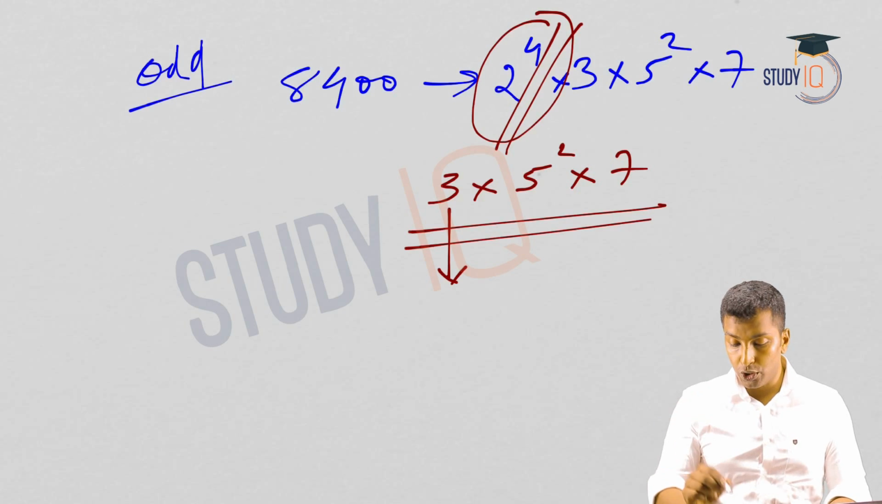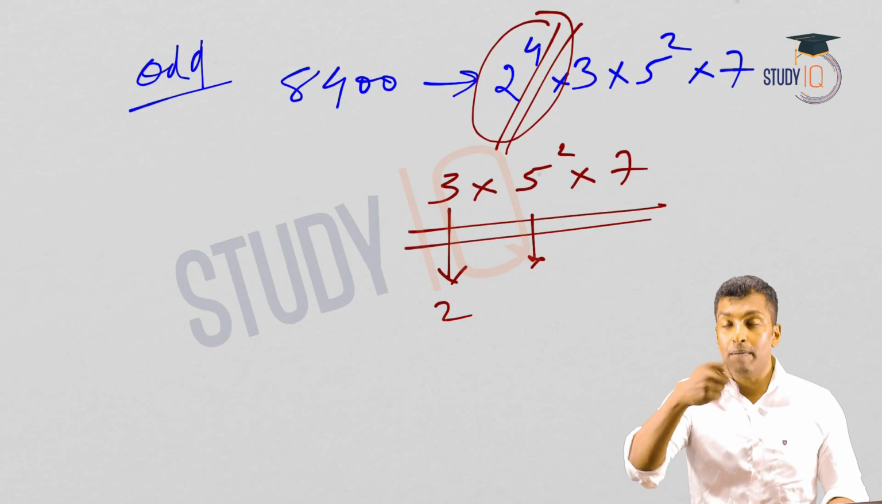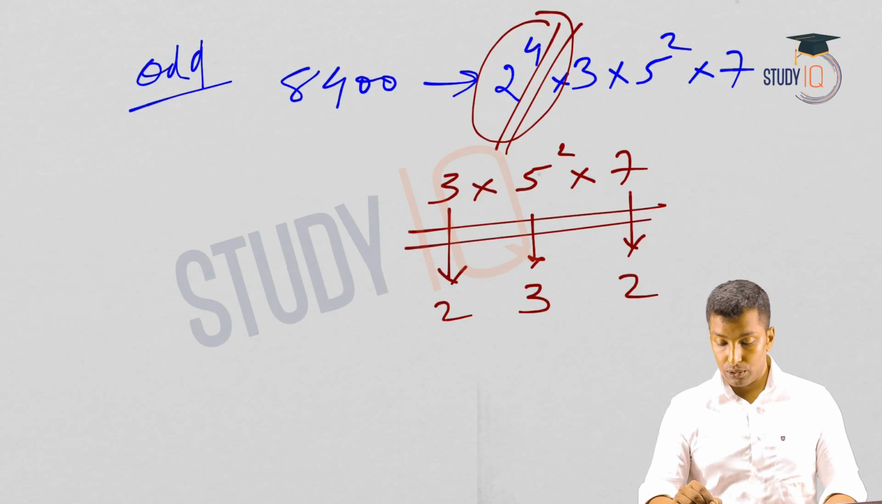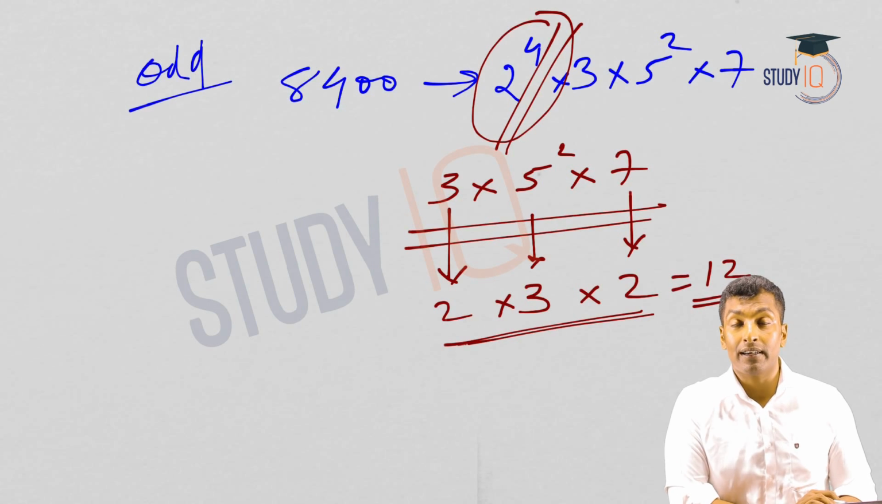So how many ways can I select? 2 ways. Either I select or I won't select. There are 2 5s, so n plus 1, that becomes 3. There is 1 7, so again I select or deselect. So this is your answer. So how many odd factors will be there? 12 odd factors will be there.